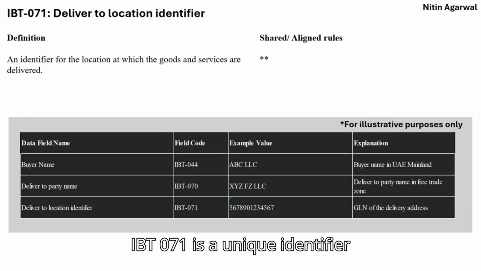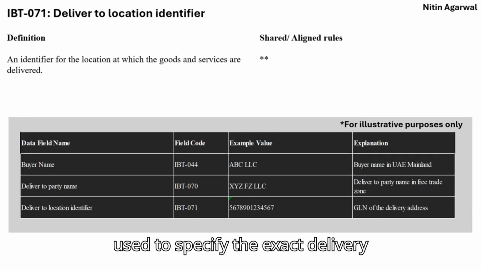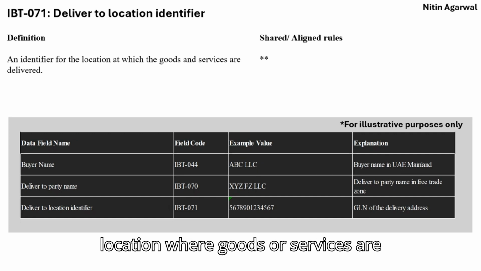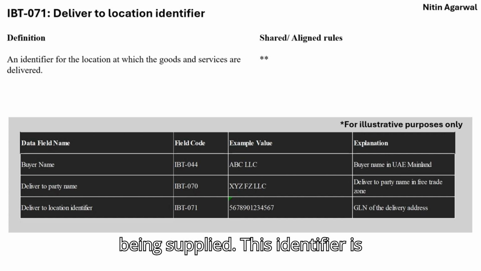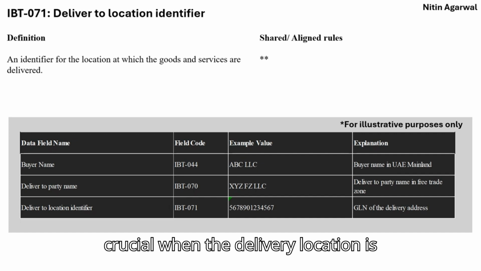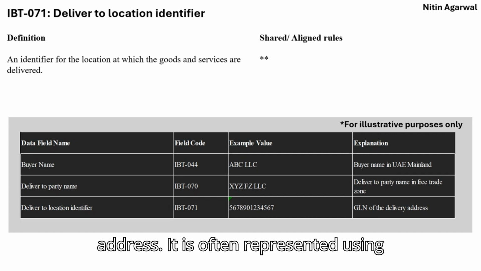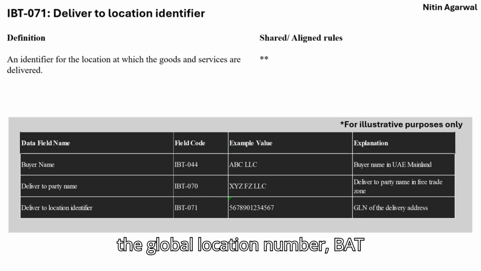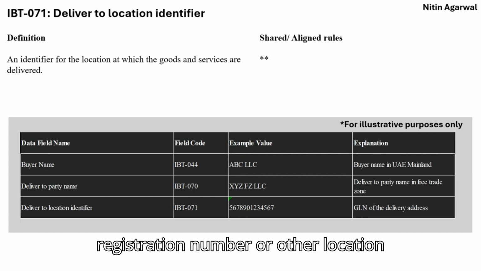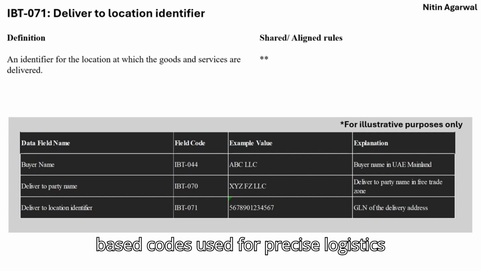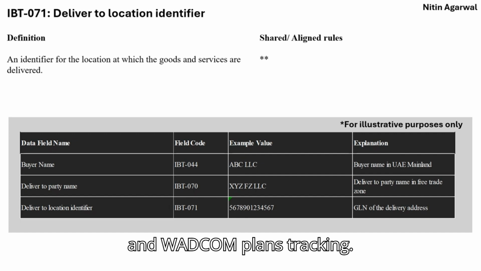IBT 071 is a unique identifier used to specify the exact delivery location where goods or services are being supplied. This identifier is crucial when the delivery location is different from the buyer's registered address. It is often represented using the global location number, VAT registration number, or other location-based codes used for precise logistics and VAT compliance tracking.